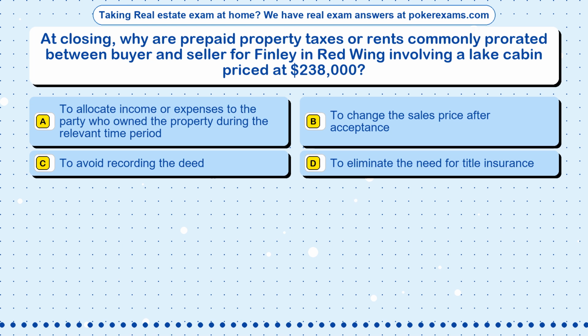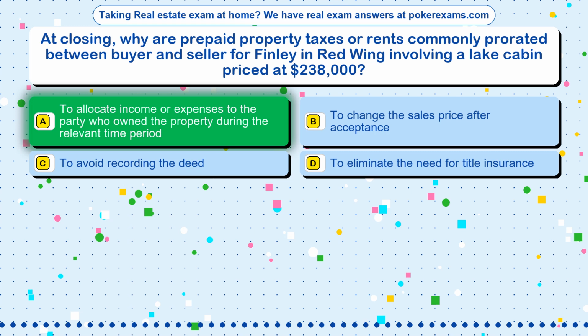Question 5. At closing, why are prepaid property taxes or rents commonly prorated between buyer and seller for Finley and Red Wing involving a lake cabin priced at $238,000? Option A, to allocate income or expenses to the party who owned the property during the relevant time period. Option B, to change the sales price after acceptance. Option C, to avoid recording the deed. Option D, to eliminate the need for title insurance.